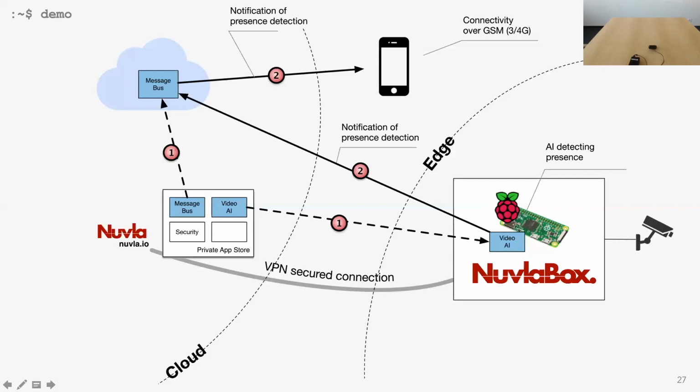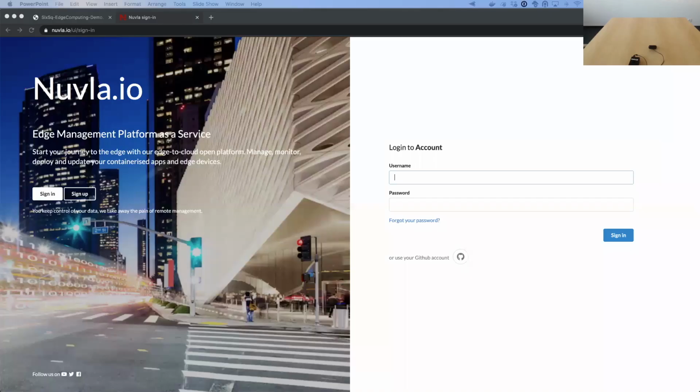So now I'm gonna switch my screen here. So I'm gonna end this presentation, okay? So what you can see here on the screen is Nuvla. This is Nuvla.io, your application management platform. So I just log in here.